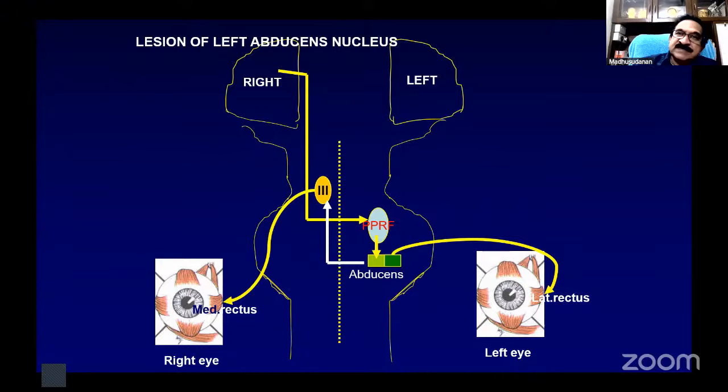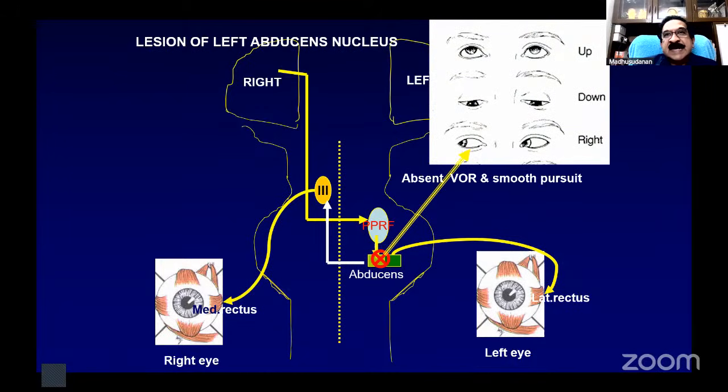Now, what is the difference, how do we differentiate between the three? If it's the abducent nuclear complex, you get absent VOR and absent smooth pursuit along with the lateral saccadic palsy. Because all the pursuit pathways, VOR, and ocular pathways end in the abducent nucleus and not in the PPRF. PPRF is only for your voluntary saccadic control. So the other reflex pathways all end in the abducent nucleus.